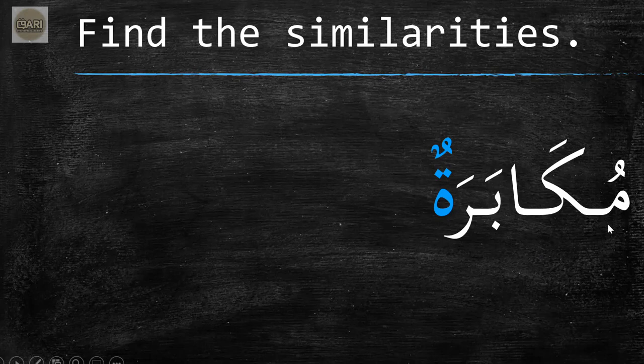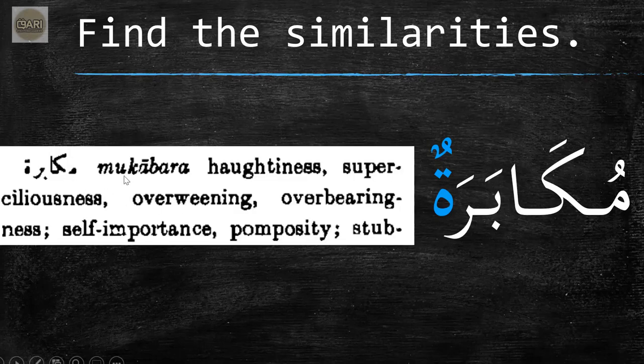How do we represent this in English? M-U-K-A, macron, elongation there. M-U-K-A, macron, B-A-R-A. Remember, the ta marbuta has no representation except for the ending vowel. M-U-K-A, macron, B-A-R-A. Mukabara. Again, all of these you would find under the root ka, ba, ra, or kaf, ba, and ra.